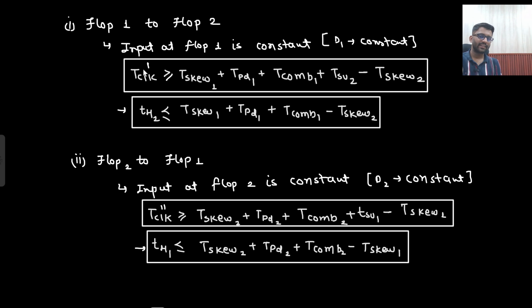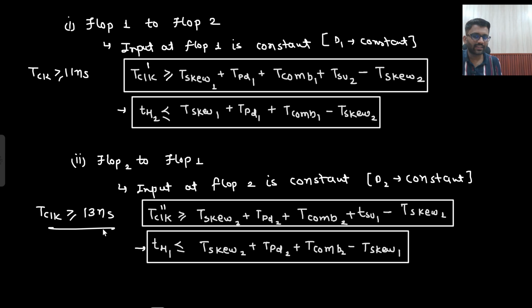Now this guy is saying that T clock should be this, and this guy is saying that T clock should be this. So whose will you listen to? What do you think? Let's just say this answer is coming that your T clock should be greater than 11 nanoseconds, and here this answer is coming that your T clock should be greater than 13 nanoseconds. So which will you listen to? Think about it. T clock should be greater than 13 nanoseconds, right? Are you getting this point? Let's keep it here as it is.